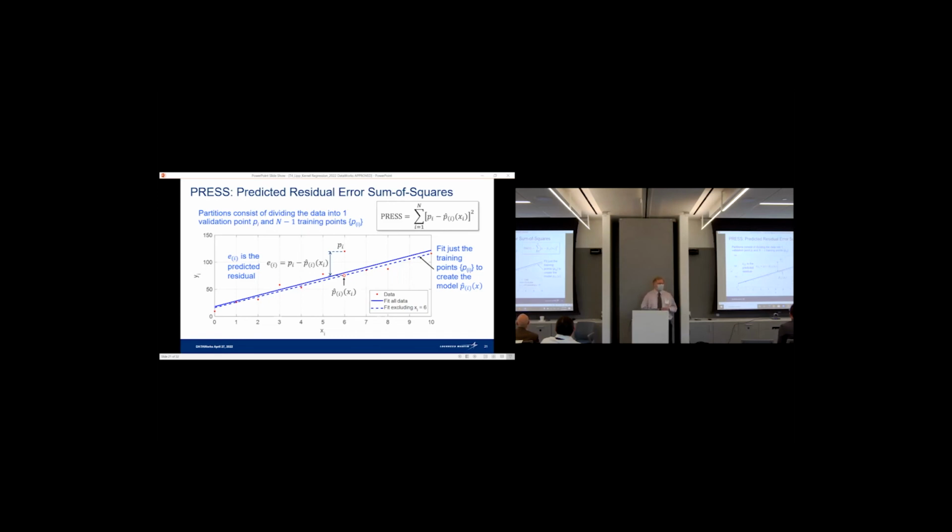You see a point P_i, which is the data held out. You see the point P(i), which is what the model fit would predict for that point. And you look at that difference, that residual, leaving that one data point out. You do it for all the data points, and you add up the squared values of those. That's PRESS. A very simple validation method.